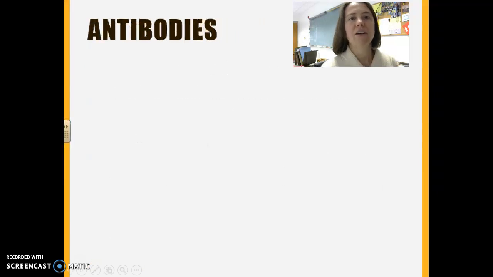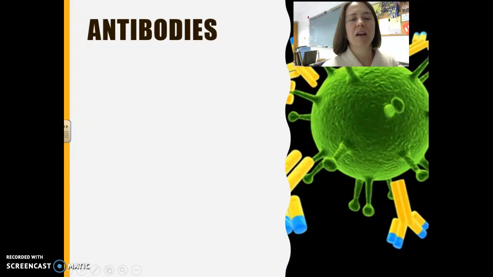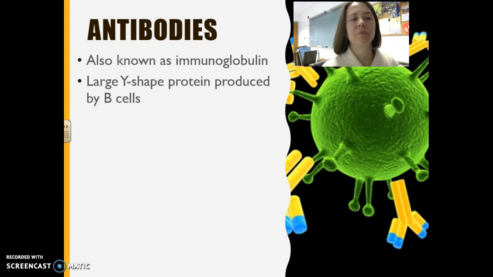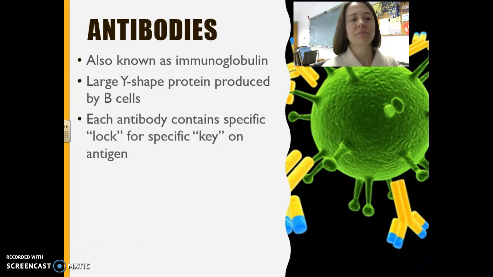Antibodies are a very important part of your immune system, and I know that you've heard of them. If you look here, there are these Y-shaped proteins. Those are antibodies that are attacking this virus. They are also known as immunoglobulins. You may hear that term, see that in your book. They are large Y-shaped proteins produced by your B lymphocytes.